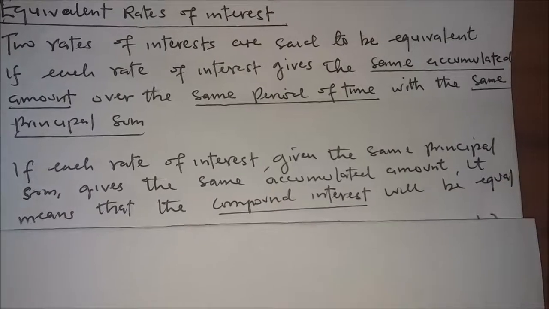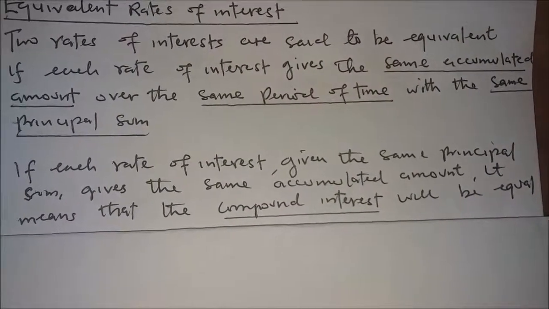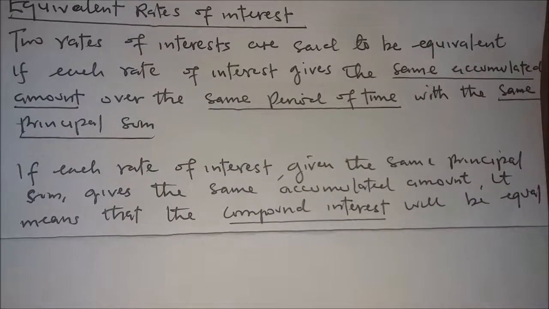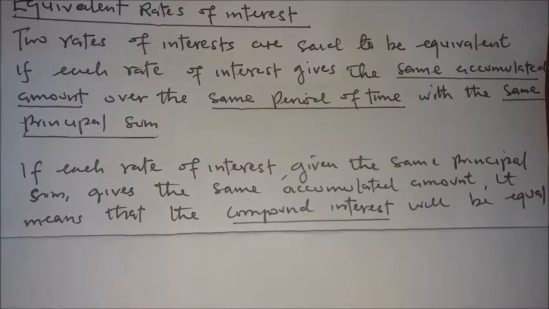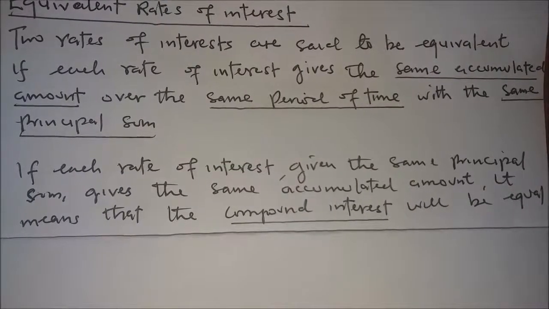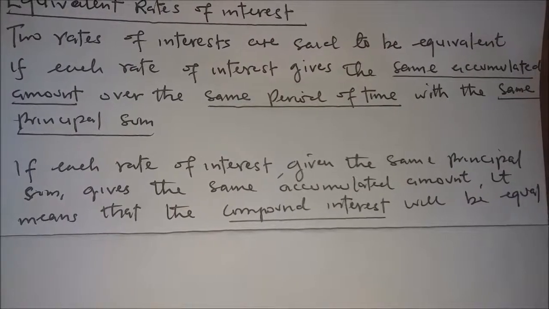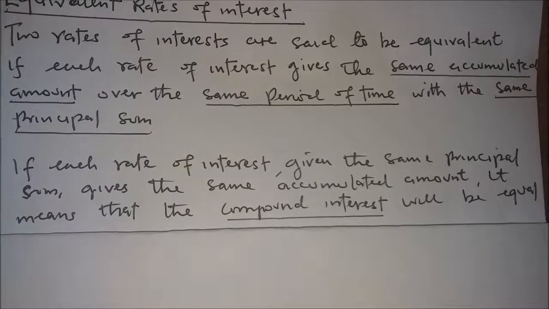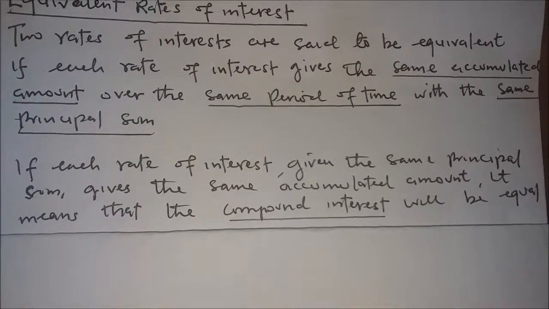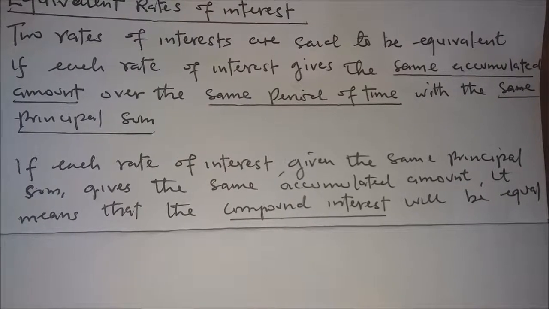Now, having said that the accumulated amounts are supposed to be equal, it means that the compound interests will also be equal. If each rate of interest, given the same principal sum, gives the same accumulated amount, it means that the compound interests will also be equal in each case.